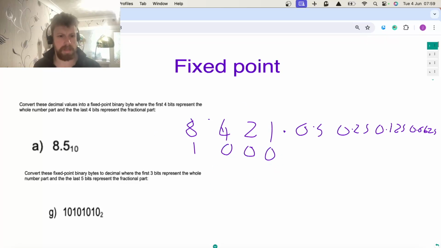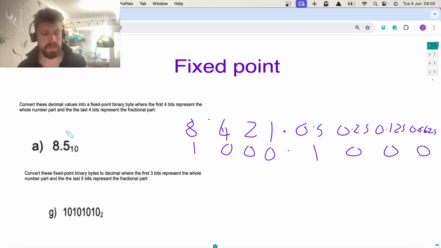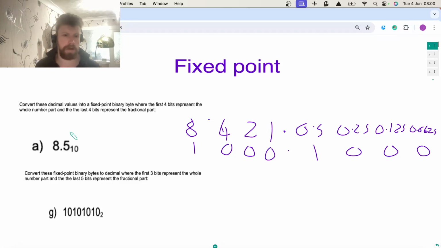Now you just do your normal binary conversion, so it's going to be 1 for the 8 there, so that's 8, and then the decimal part is going to be 1 0 0 0, and that's how you convert it. If you need to do subtractions, that's absolutely fine, but that's how you do that.